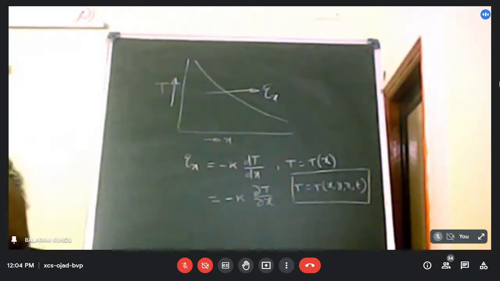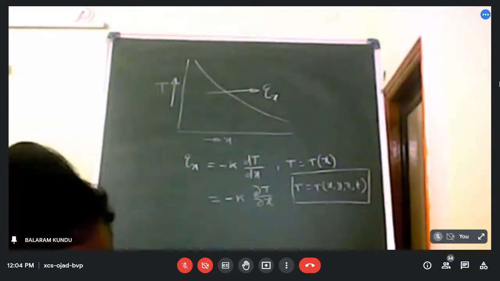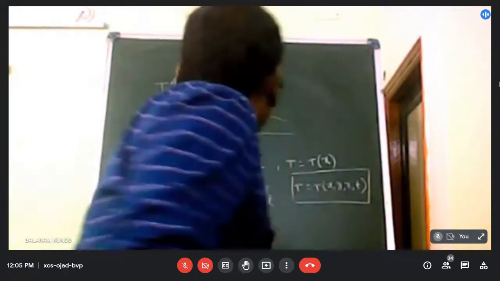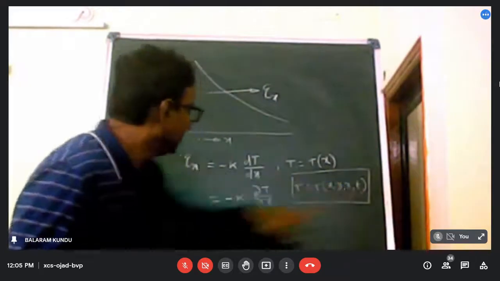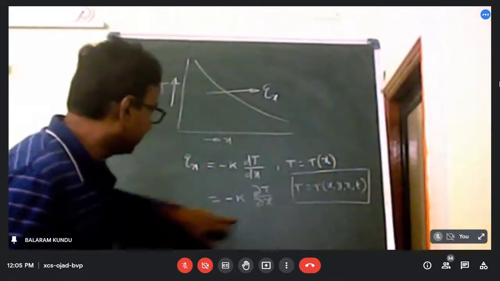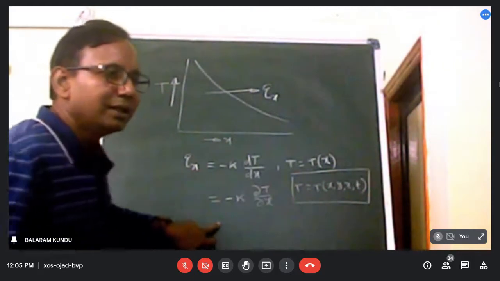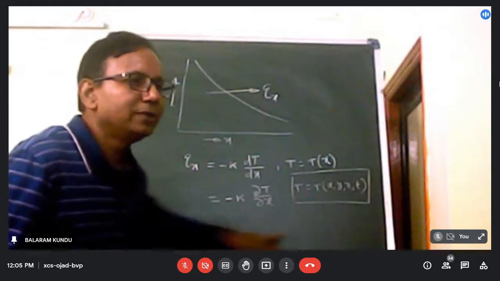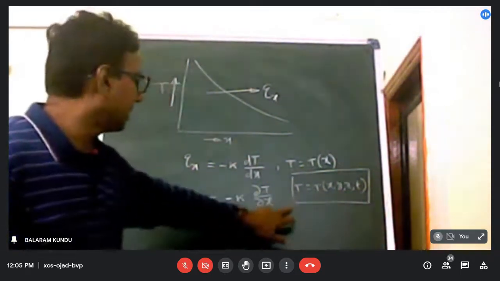Another assumption is necessary here: your solid is stationary. If the solid is not moving, then Qx equals minus k into del T del x, and this expression is valid for isotropic material and a stationary solid. Clear? And this Qx, the last term here, depends on time. So the heat flux components depend on time, and with the change in time, the Qx value changes.